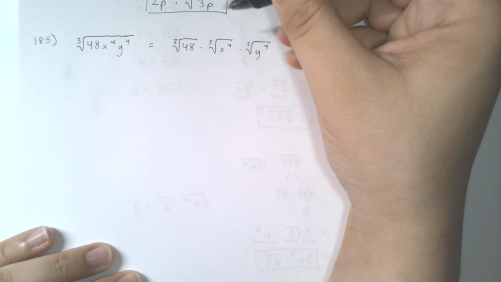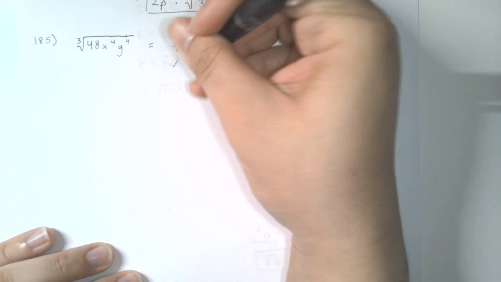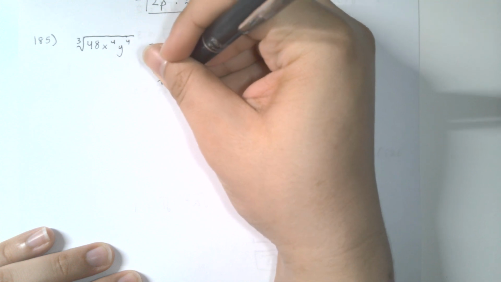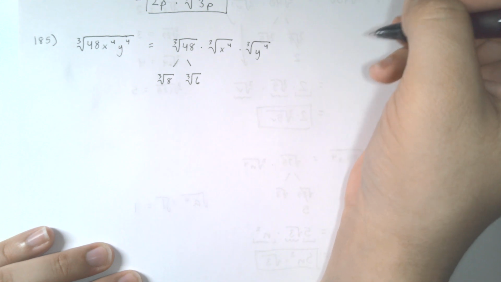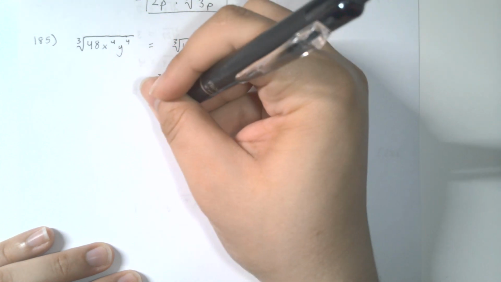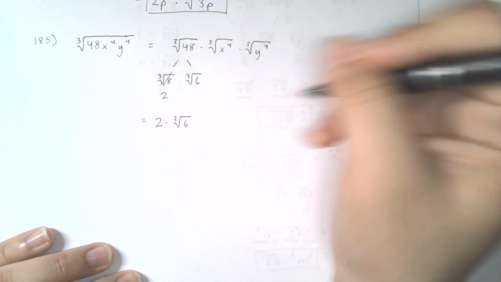We ask ourselves, is 48 divisible by a perfect cube? And it is. It's divisible by 8. So we have the cube root of 8 and the cube root of 6. Well, the cube root of 8 is 2. So down here, we're going to get 2 times the cube root of 6.